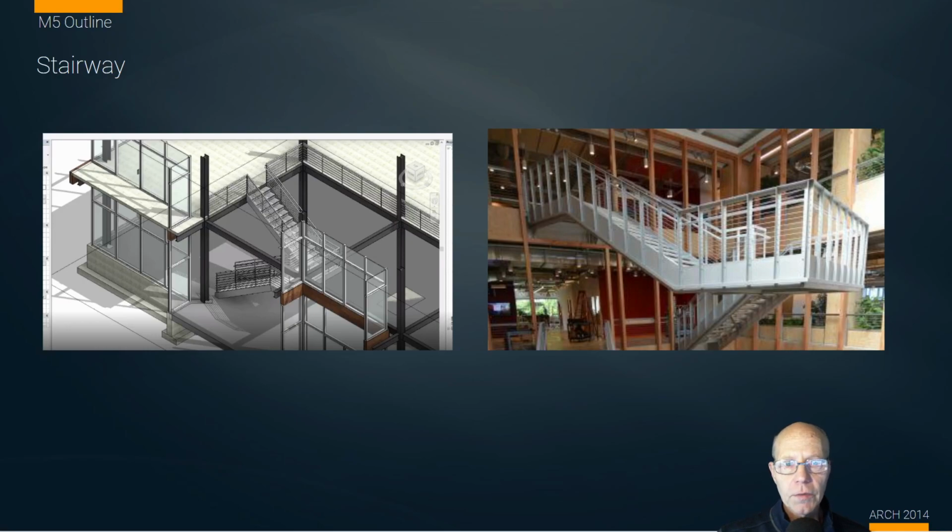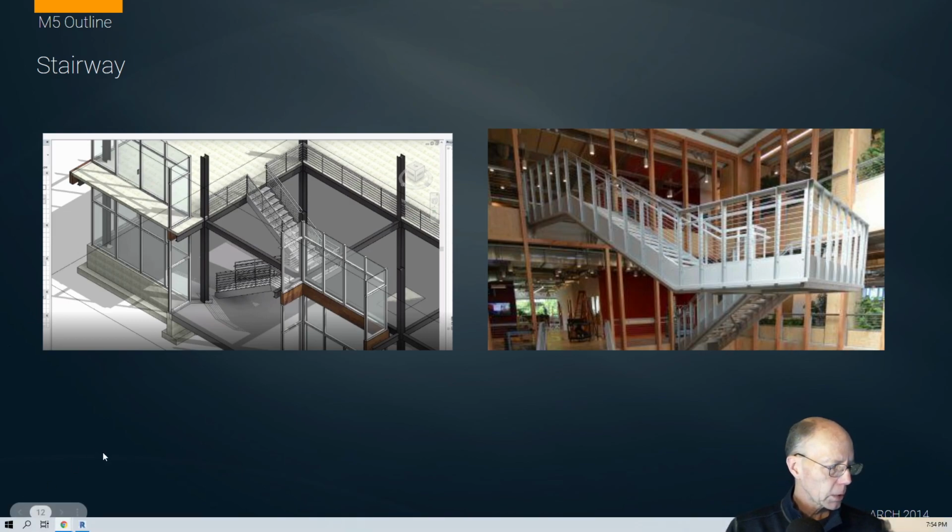In the first section of this module, we're going to construct the stairway. The stairway is going to go from the first floor up to the mezzanine level, and it's just a first introduction to how to use the modeler to construct these types of stairways. In this case, it's a steel or an assembled stair, and I have an example of what that would look like in reality on the right here. So let's go ahead and get started with that.